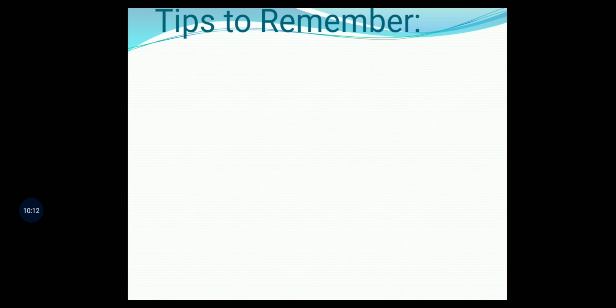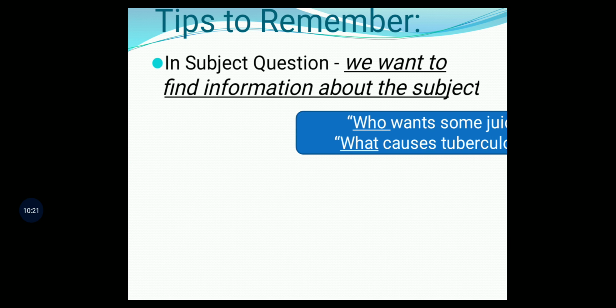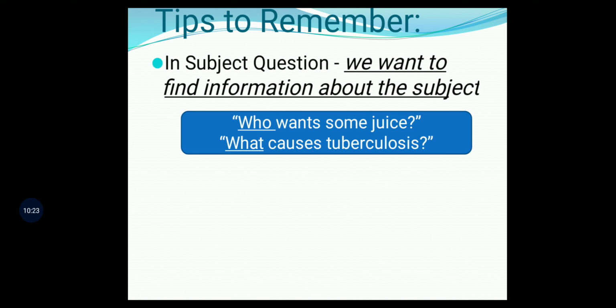Next, a few tips to remember to differentiate between object and subject questions. In a subject question, we want to find information about the subject. So for instance, who wants some juice, or what causes tuberculosis? Here, who and what are the question words that are trying to attain information about the subject.